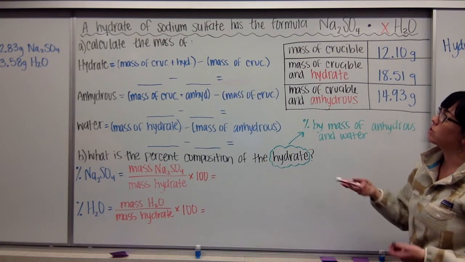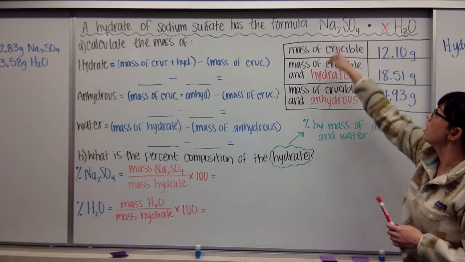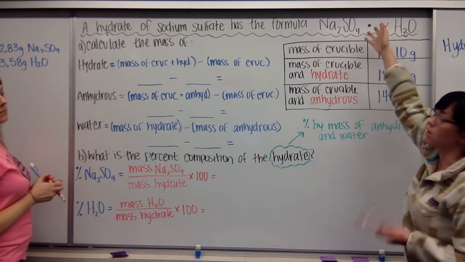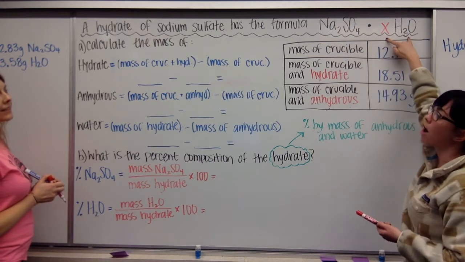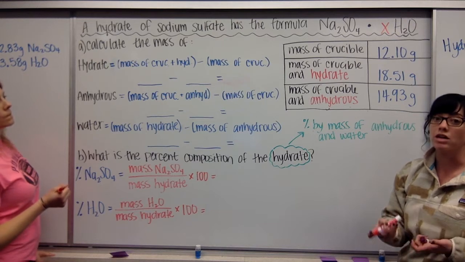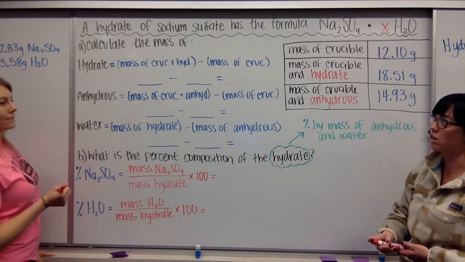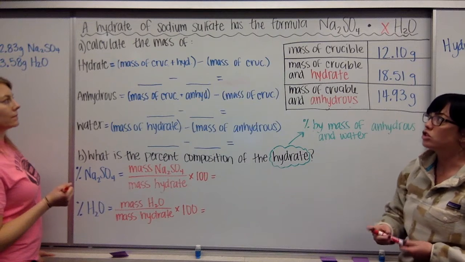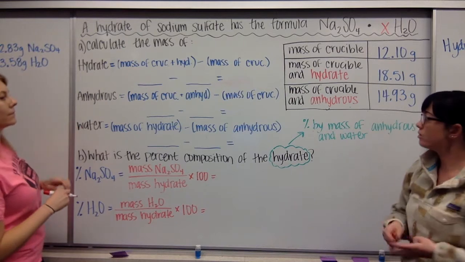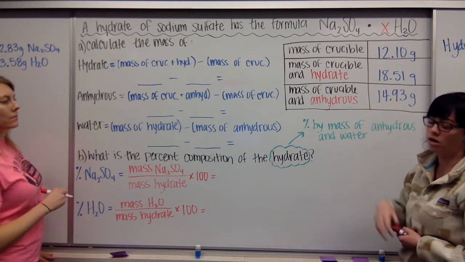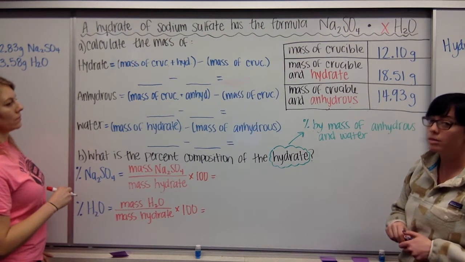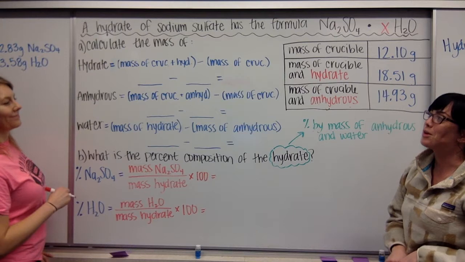So a hydrate of sodium sulfate has the formula Na2SO4, that's sodium sulfate, dot xH2O. We have an X here because we are going to solve for how many water molecules we actually have within this hydrate when it is hydrated. So the first thing that we need to do is calculate the masses of the hydrate, the anhydrous, and the water. We have some data related to that, but I just want to remind you all how we're going to do a little bit of subtraction to figure out exactly what the mass of the hydrate is.